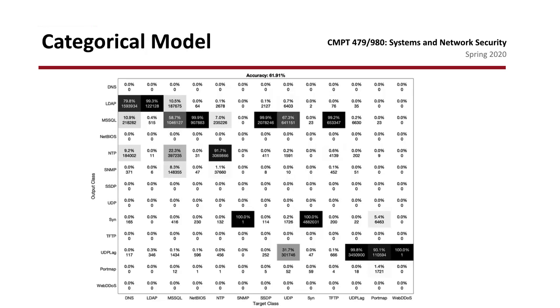For the category classifier, we didn't have a reference to compare to, but our accuracy is now around 62%, and the confusion matrix is displayed in this slide. The problem is that the dataset is not equally distributed, and that's why some attacks appear more than the others.